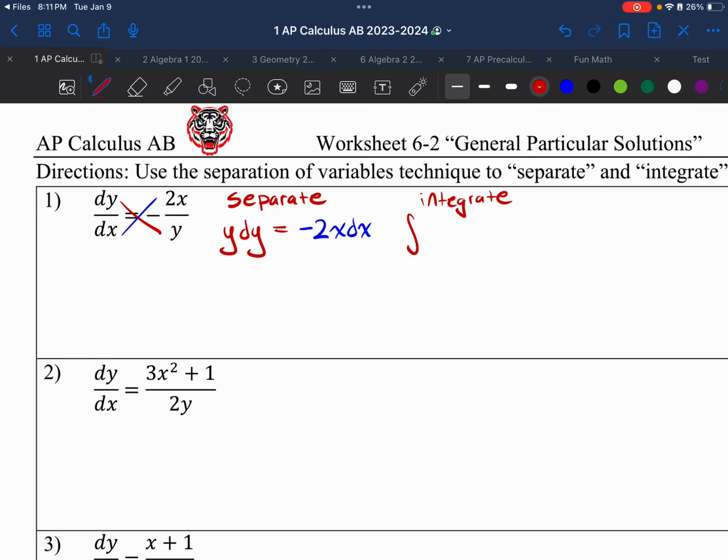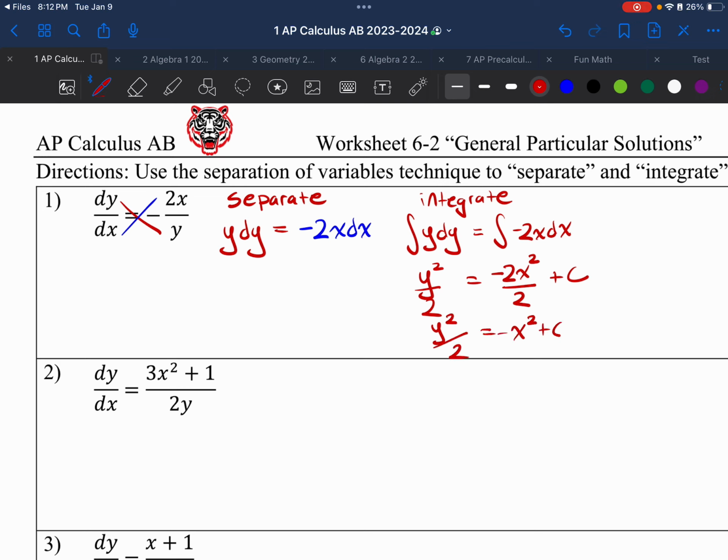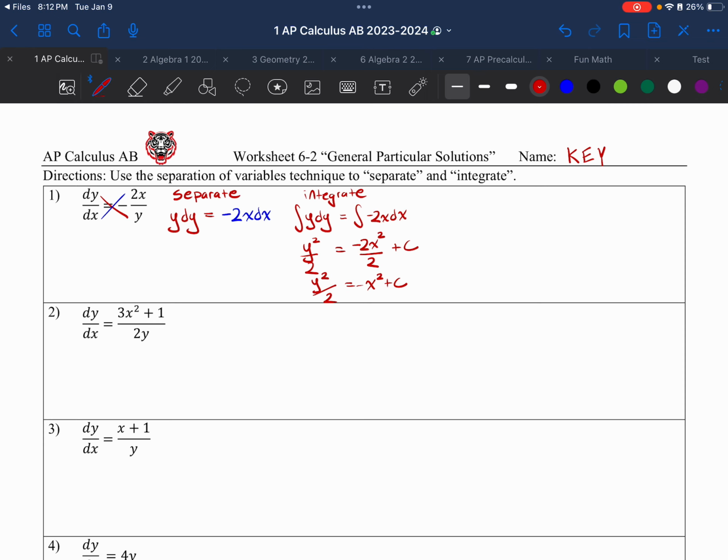So when I put the integral symbols on y dy, this is going to be the integral of negative 2x dx. The antiderivative of y is y squared over 2. Technically plus c, but I'm going to put the plus c on the right-hand side. The antiderivative of negative 2x is negative 2x squared divided down by the 2. I'll add my c now, and I'll simplify this to say that this is y squared over 2, which is equal to negative x squared plus c. And I'm not going to box that because it's technically not the final answer.